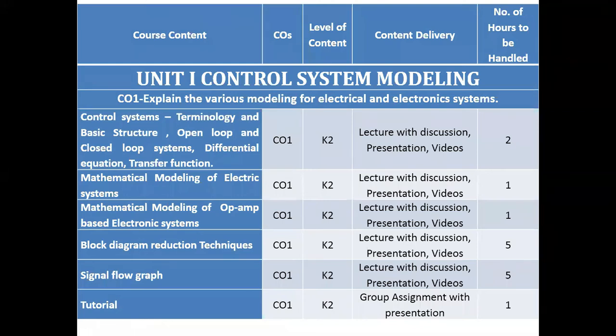This is our first unit. Unit 1 is control system modeling. CO1 is to explain the various modeling of electrical and electronic systems. Let us see what you mean by system. A system is a number of elements or components connected in a sequence to perform a task. That is called system. For example, a computer is a system, right? It's a collection of CPU, monitor, keyboard, hard disk, motherboard, etc. So a system is nothing but a number of elements or components connected in a sequence to perform a specific task.